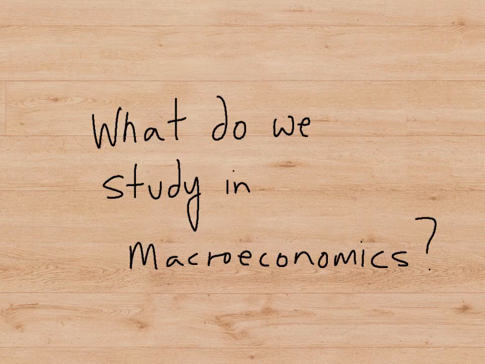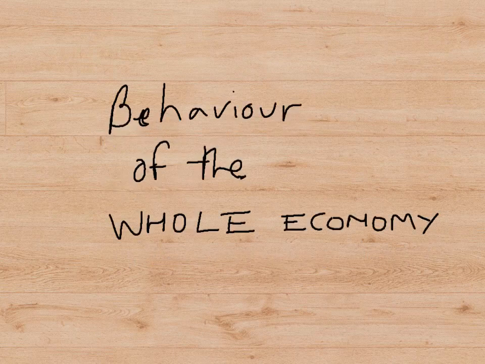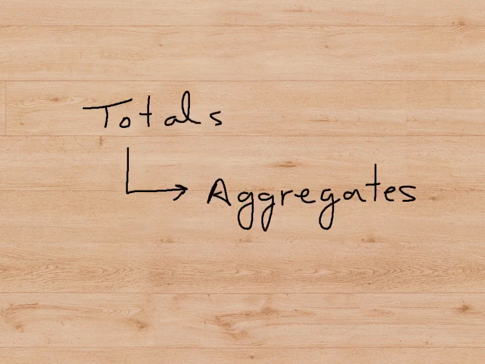This presentation looks at what we actually study in macroeconomics. We've already learnt that macroeconomics looks at the behavior of the whole economy. But what is it that we actually study? Well, in general, we look at totals in the economy. The word we use for totals is aggregates.